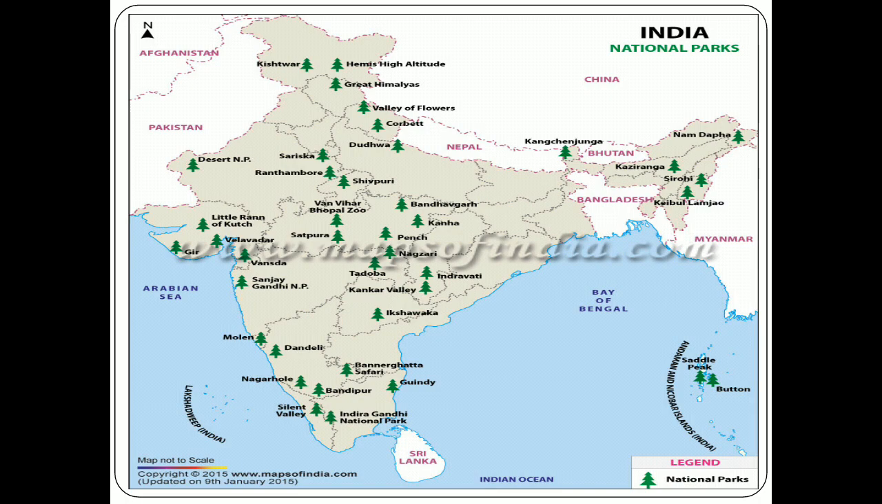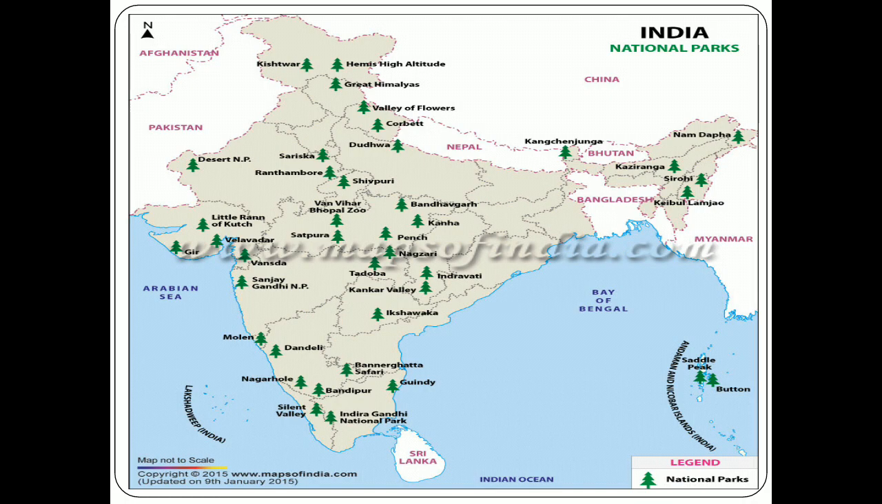Mudumalai Wildlife Sanctuary of Tamil Nadu, on the northwestern side of the Nilgiris, is declared a tiger reserve. Pench is in Madhya Pradesh, in the Satpura Hills. Then Ranthambore, Rajasthan, is on the Vindhyan Hill Ranges, at the confluence of the Banas and Chambal. So Ranthambore is that national park.